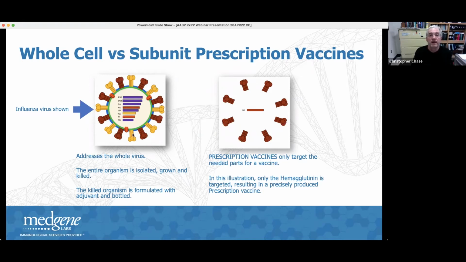Okay, well, we know that typically there's only a few of the proteins that are really important in terms of protection and giving us good immunity. And so the beauty then with prescription vaccines is that they're only going to target the needed parts for a vaccine. In this particular case, we're showing just the hemagglutinin, which again, this is with influenza, and we know that that's the major protein that we're interested in. So we can just really have our immune response pointed at that protein that we know is really important in this case for attachment and getting into the cell of the animal.